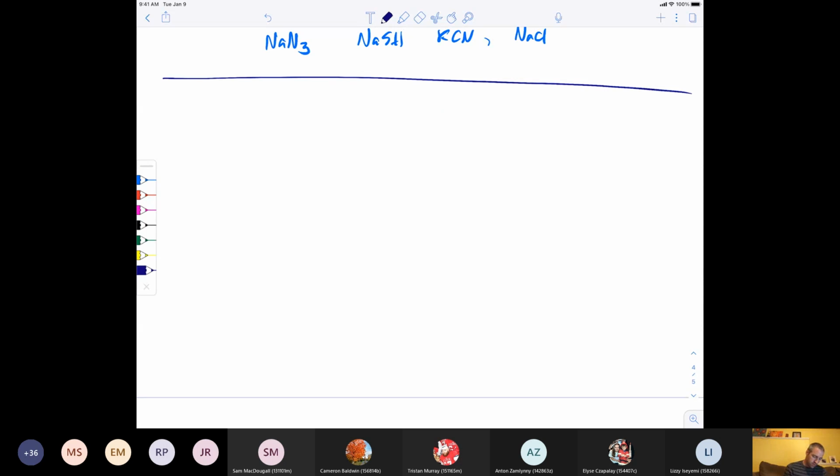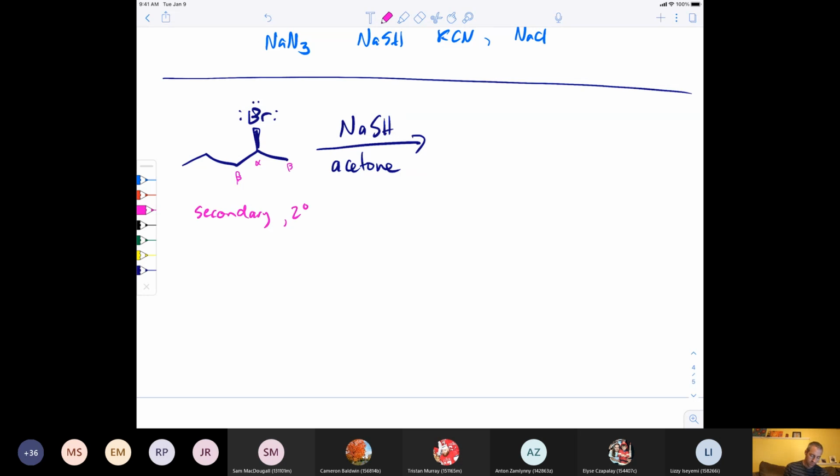So if I gave you a molecule like this, here's what we do. We start out, we look at our alkyl halide. We would check to see if the alkyl halide is primary, secondary, tertiary, or methyl. So to do that, look at the alpha. We count how many betas there are. There's 2 betas, so this is secondary. And we then look at the conditions.